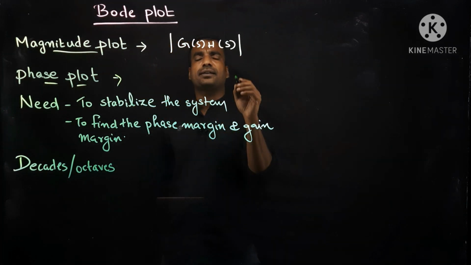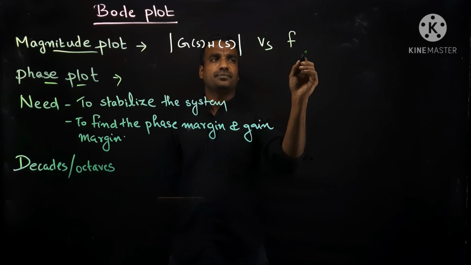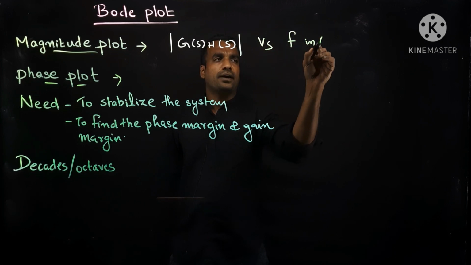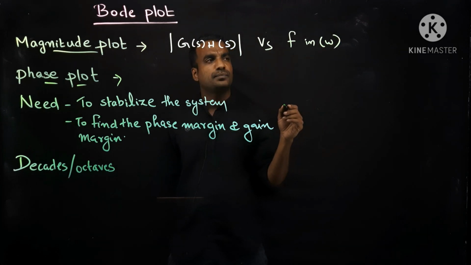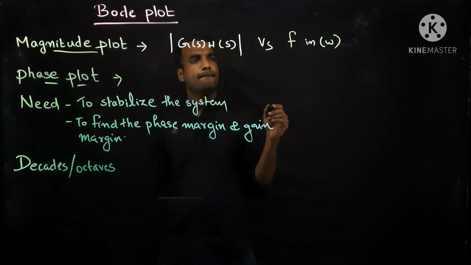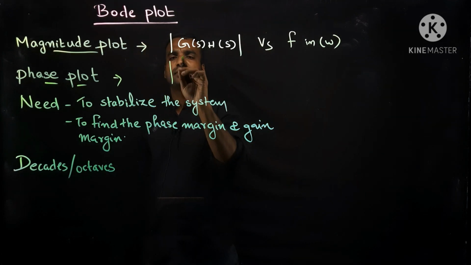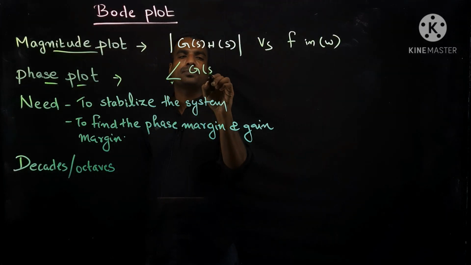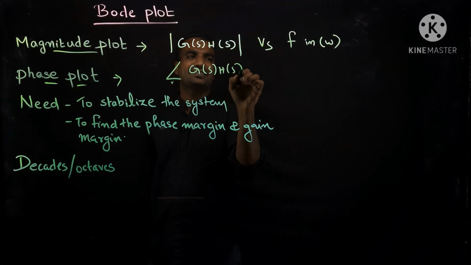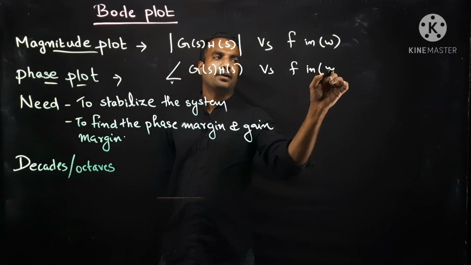So the magnitude plot is the magnitude of the open loop transfer function versus frequency omega. Similarly, the phase plot is the angle of the open loop transfer function G(s)H(s) versus frequency omega.